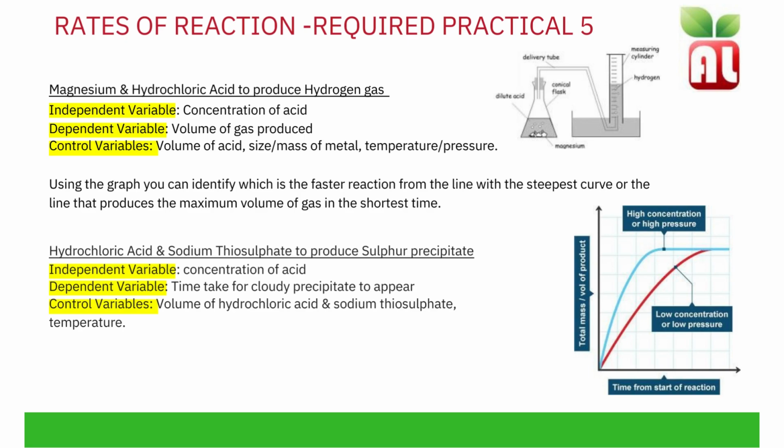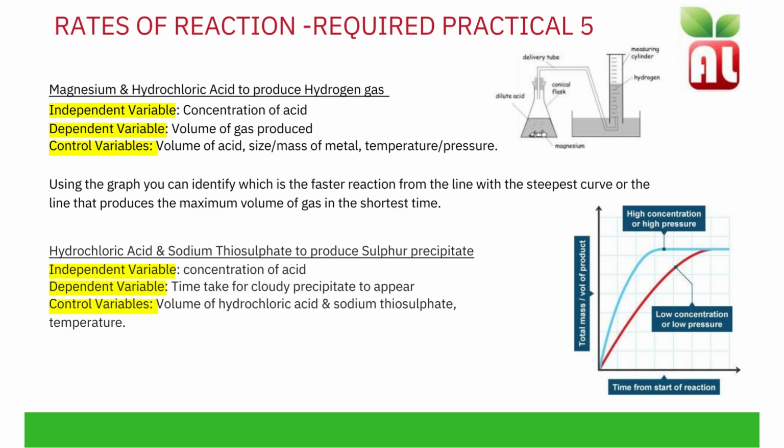Investigating and measuring the rate of a reaction required practical. Depending on the reactants used, whether they are solids and liquids or two solutions, there may be a number of methods that you could use. In the case of magnesium and hydrochloric acid to produce hydrogen gas, you may be able to measure the mass lost of magnesium because the magnesium dissolves in the acid to produce hydrogen gas, or you could measure the volume of gas produced using a gas syringe or a measuring cylinder.